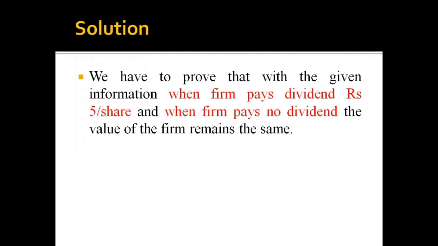So moving on to the solution part, we have to prove that with the given information, when the firm pays dividend of rupees 5 per share and when the firm pays no dividend, the value of the firm remains the same. This is the task before us. This is how we want to prove the Modigliani-Miller theory. We have to do this in two parts. When the firm pays dividend, D is equal to 5, and when the firm pays no dividend, D is equal to 0. We want to prove that the value remains the same.